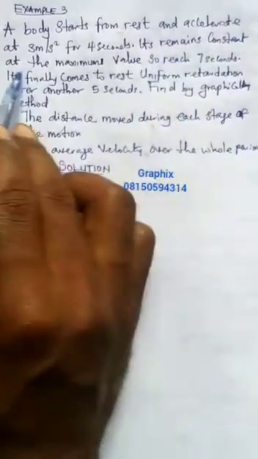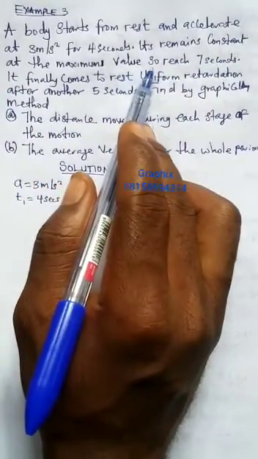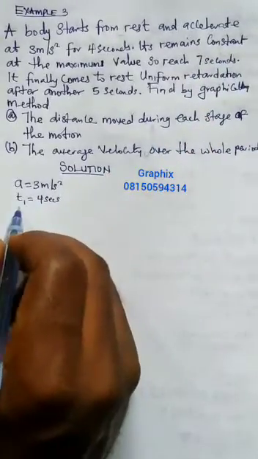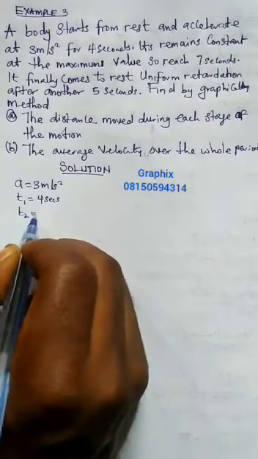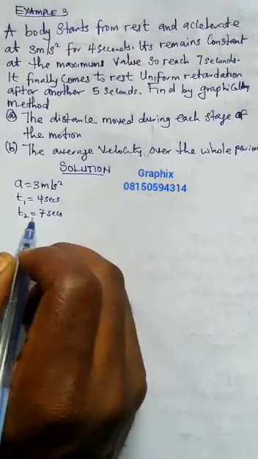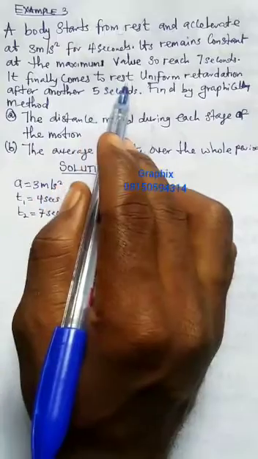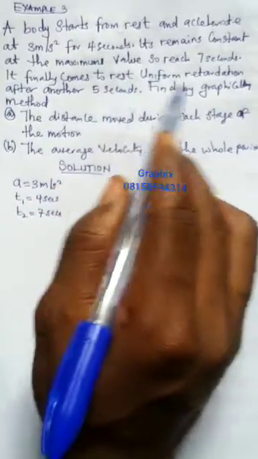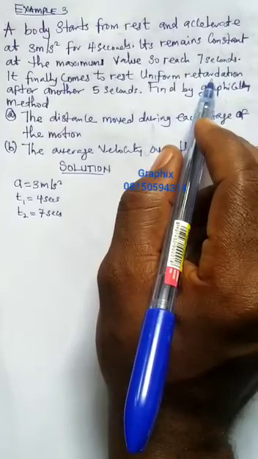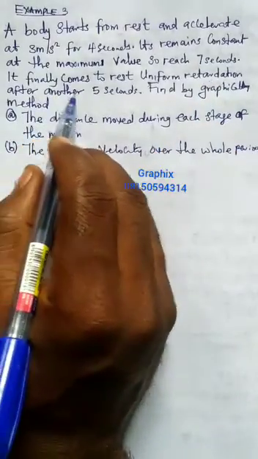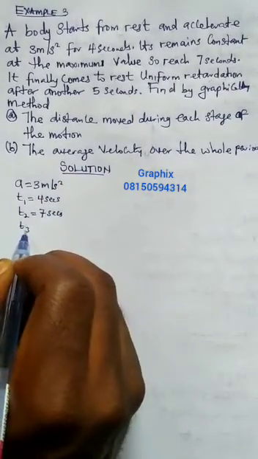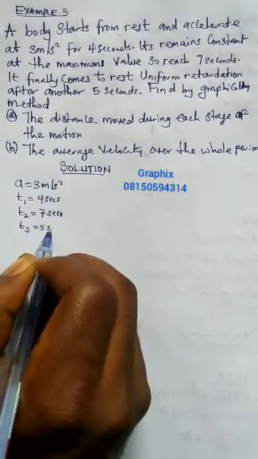It remains constant at the maximum value, so reach 7 seconds. So my T2 is equal to what? 7 seconds. It finally comes to rest uniformly. Since it's coming to rest at uniform retardation, right, after another 5 seconds. Is that okay now? So T3 is equal to what? 5 seconds.